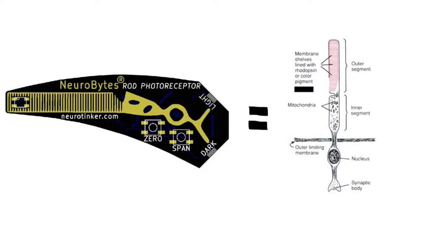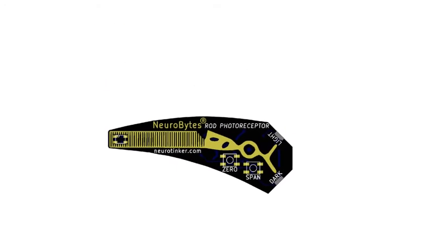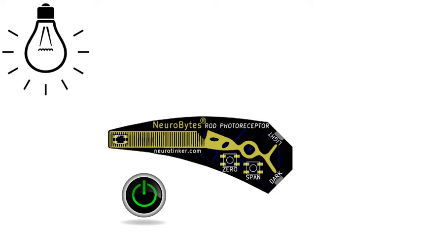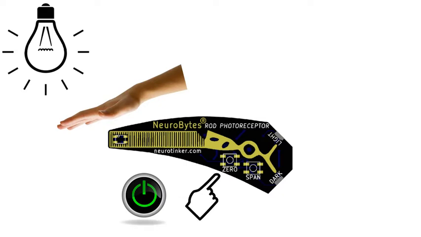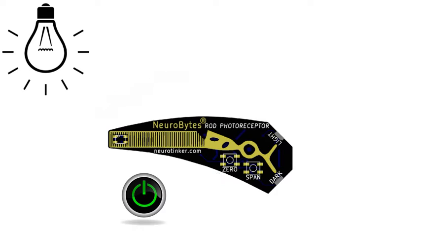Let's try that now. Power up one of your rod simulators with your battery pack and power cable. When you see the power button icon on the screen, this tells you that your simulator should be powered up. It should be located in a part of your room with normal lighting. To set the minimum amount of light that your rod will respond to, hold your hand an inch or two above the light sensor to block most of the room light and press the 0 button. To set the maximum amount of light that your rod will respond to, move your hand away, exposing the sensor to full light, and press the span button.